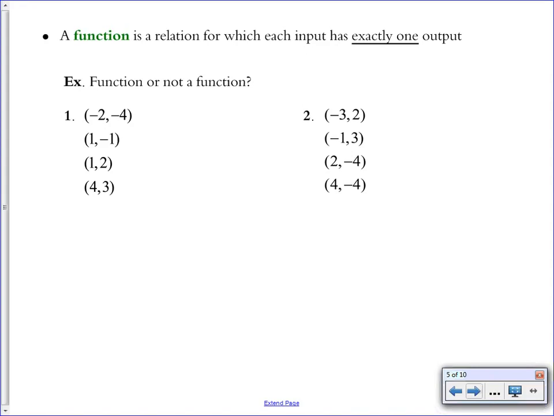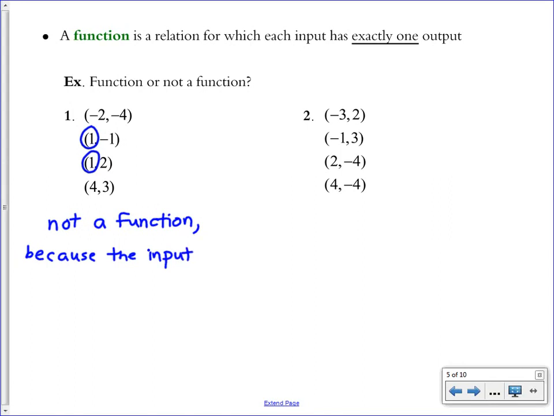So when you look at the first example, I see a red flag right here. I see the number 1 being used twice as an input value, going to 2 different output values. And that tells me that this is not a function. So when you answer the question, not only should you say that it's not a function, but you should explain why in a quick sentence. You should say, because the input 1 has 2 different outputs. And that's what makes this not a function. It goes to 2 different numbers.